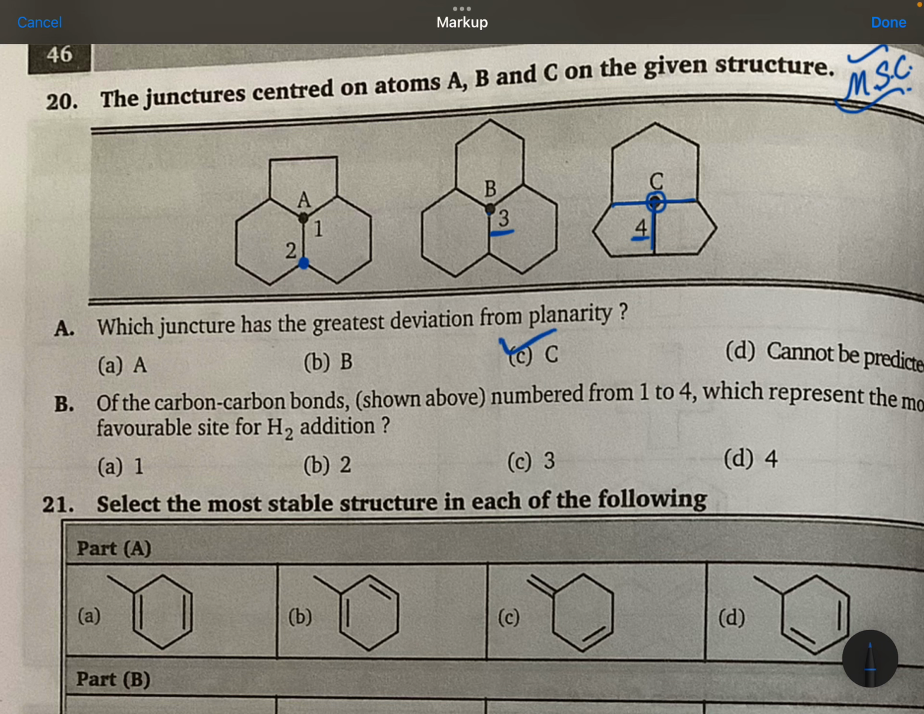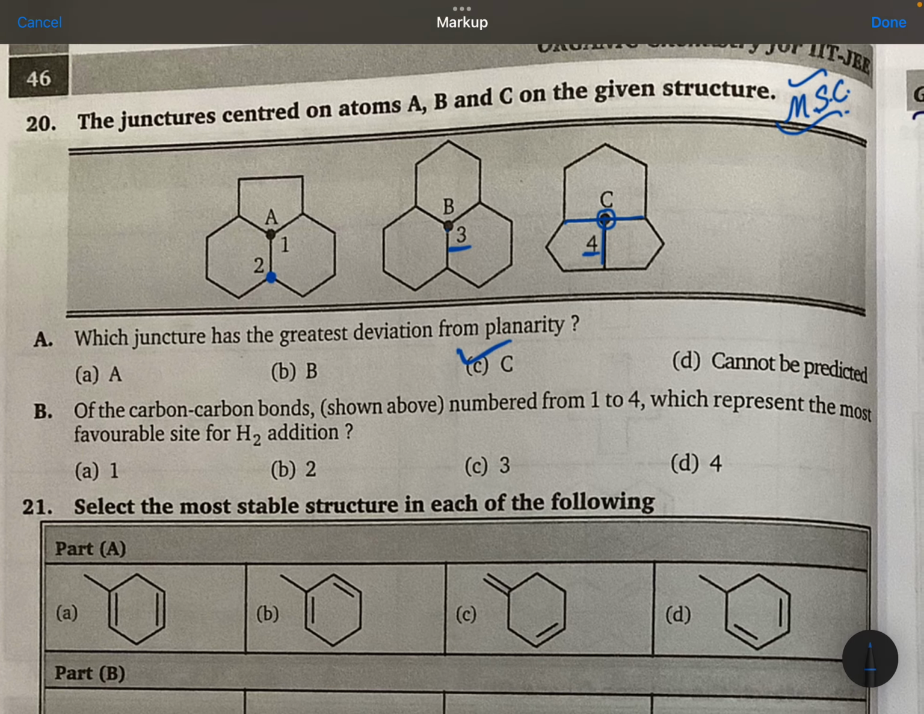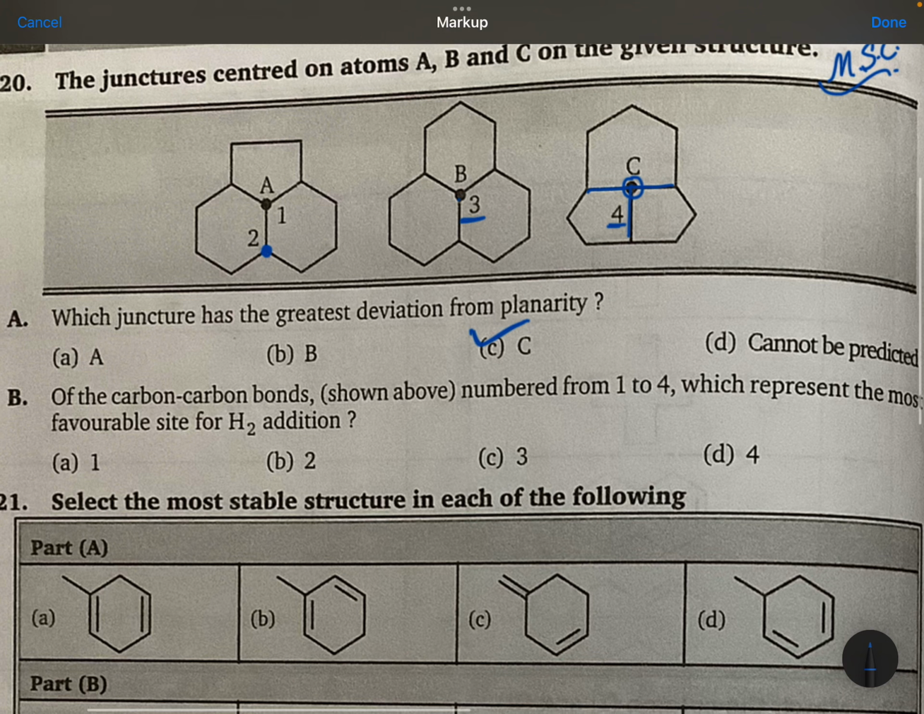Of the carbon-carbon bonds shown above, numbered 1 to 4, which represent the most favorable site for hydrogen addition? Which is less stable, that will be easily added. Less stable will be easily added. So, this is, as we discussed, less stable. So, this is your option.